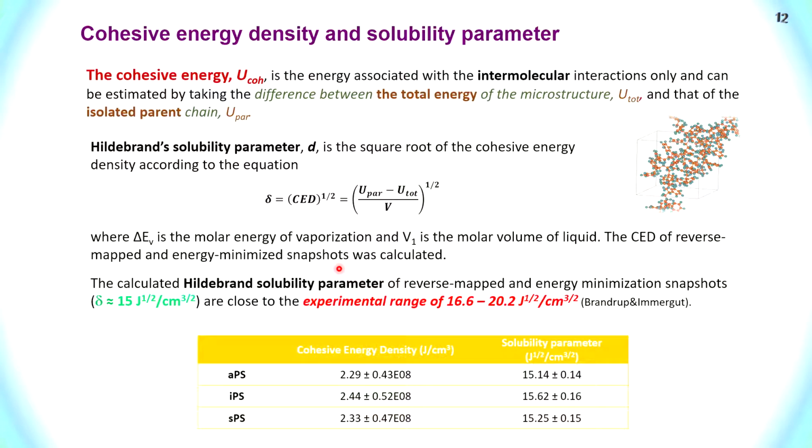The cohesive energy can be calculated from the difference between the total energy of the microstructure and the isolated parent chain. The square root of cohesive energy divided by molar volume represents the solubility parameter. The calculated solubility parameter of polystyrene with different tacticity is shown here. Results show that different tacticity has no significant difference in solubility parameter, and this result is quite close to the experimental range.